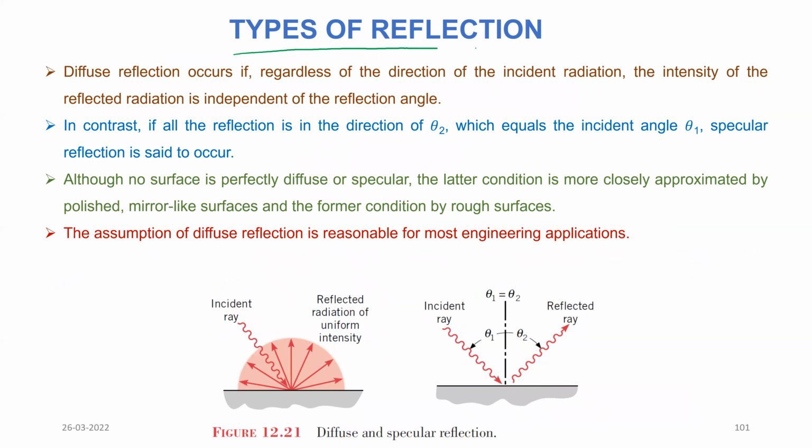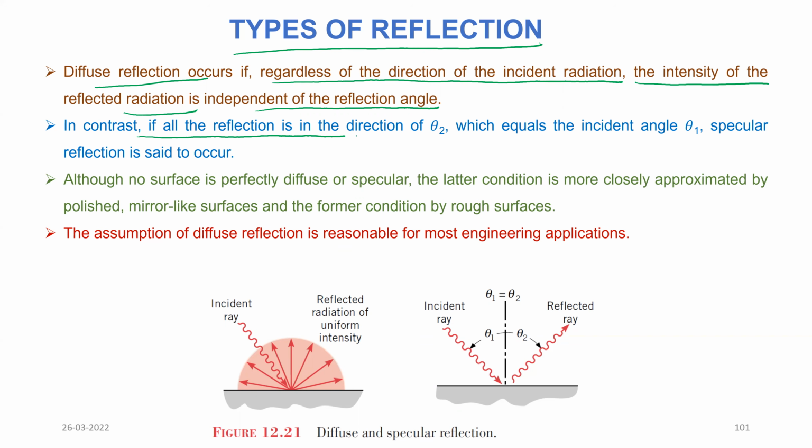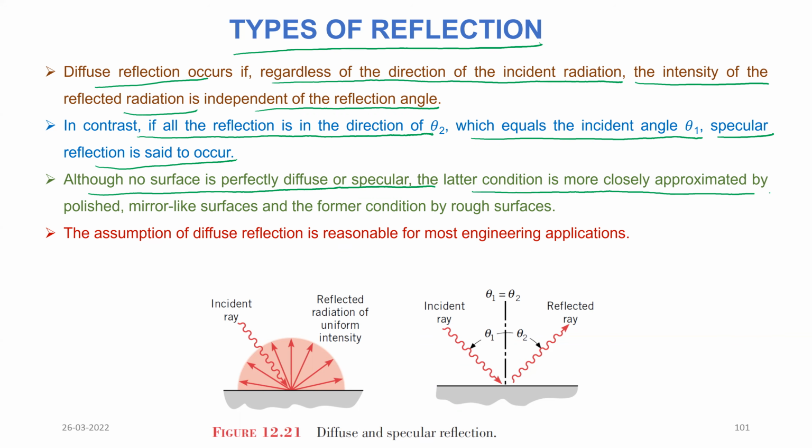Now, what are the various types of reflections? We have already discussed it. Diffuse reflection occurs regardless of the direction of the incident radiation. The intensity of the reflected radiation is independent of the reflection angle. In contrast, if all the reflection is in the direction theta 2, which equals the incident angle theta 1, specular reflection is said to occur. This we have already talked about. Although no surface is perfectly diffuse or specular, the latter condition is more closely approximated by polished mirror-like surfaces and the former condition by rough surfaces. The assumption of diffuse radiation is reasonable for most engineering applications.